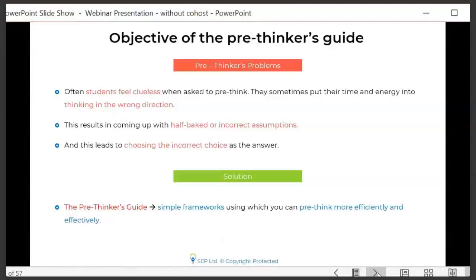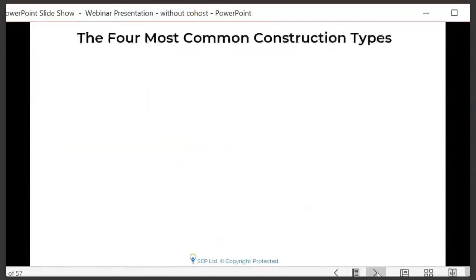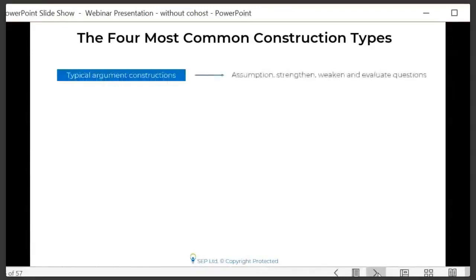So the four most common construction types, I'm not saying these are the only types, but these are very common, okay, and we have identified this by doing a thorough research on the OG questions. So GMAT test makers use some typical argument constructions, okay, particularly in assumption, strengthen, weaken, and evaluate questions. And in this session, we will look at a few questions from the three areas, assumption, strengthen, and weaken, where we will put our framework to use. Okay, so let us first discuss the various construction types.